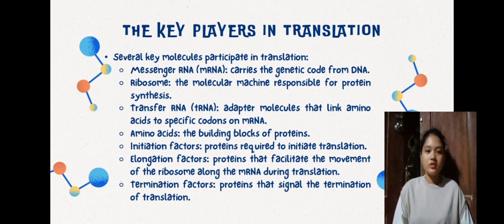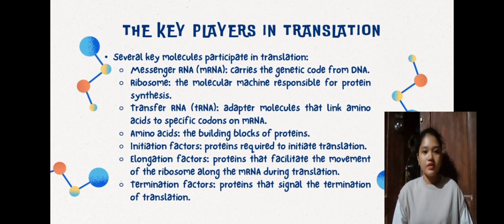Blueprint, or mRNA. This is a molecule that carries the instructions for building the machine, copied from the DNA. It's like a recipe with coded steps. Factory machines, or the ribosomes. This large molecular complex is where the actual building of the machines happens. It reads the instructions from the blueprints and puts the machines together piece by piece.